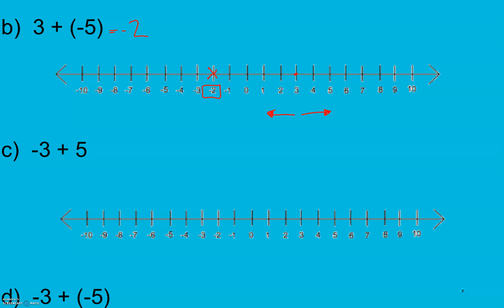For -3 plus 5, I start at -3, my first value, and I add +5. So I go in the positive direction. Remember, the right arrow takes us towards positive numbers. 5. 1, 2, 3, 4, 5. I get 2.